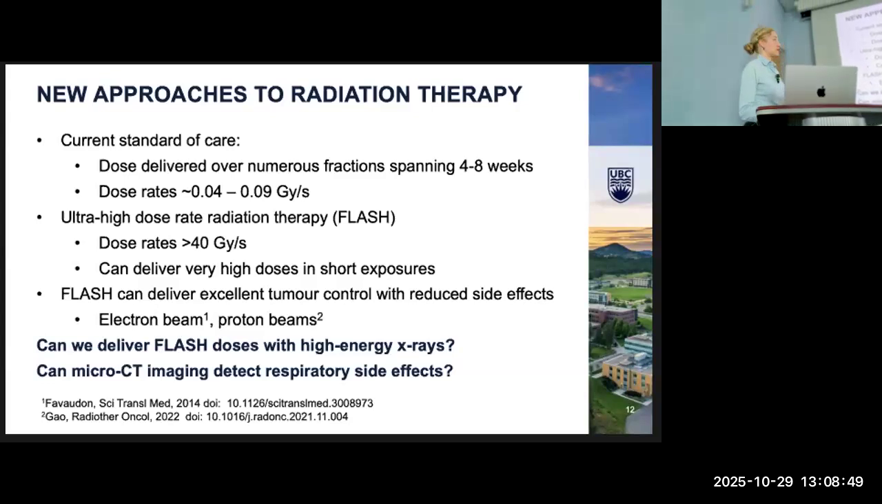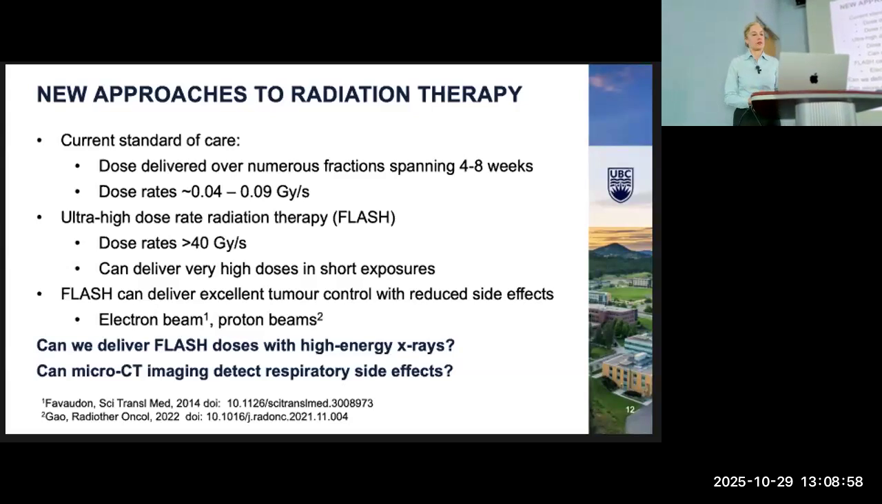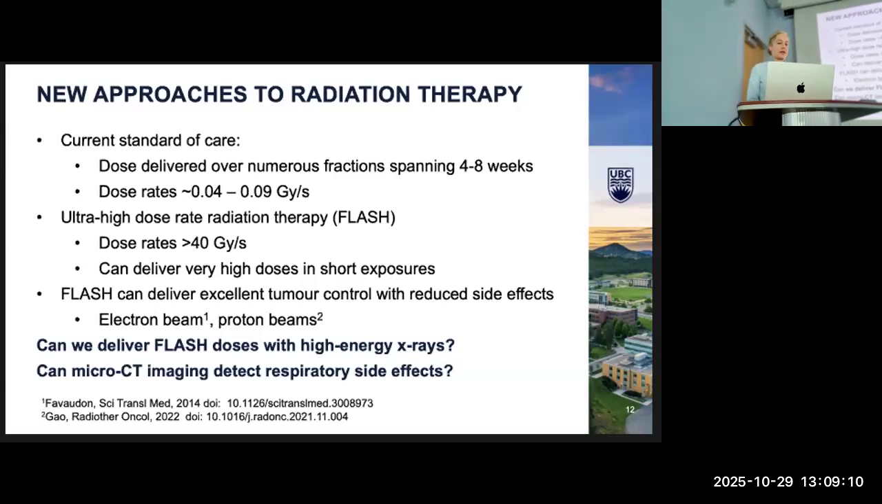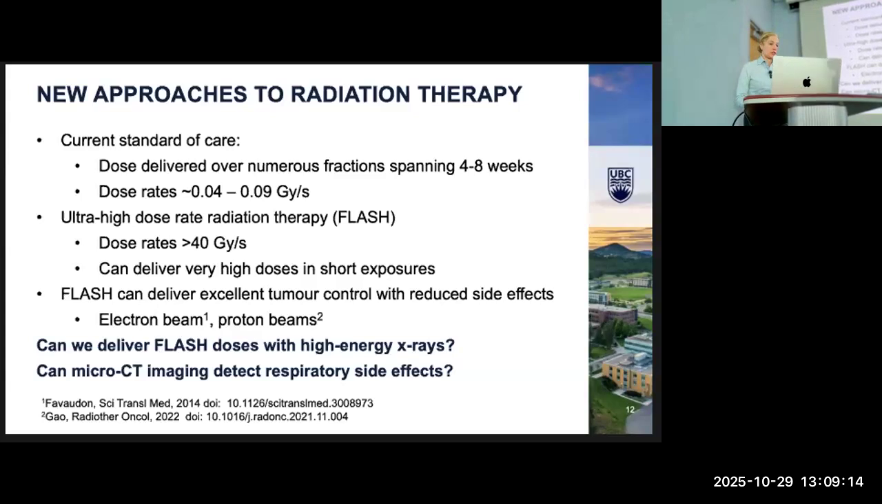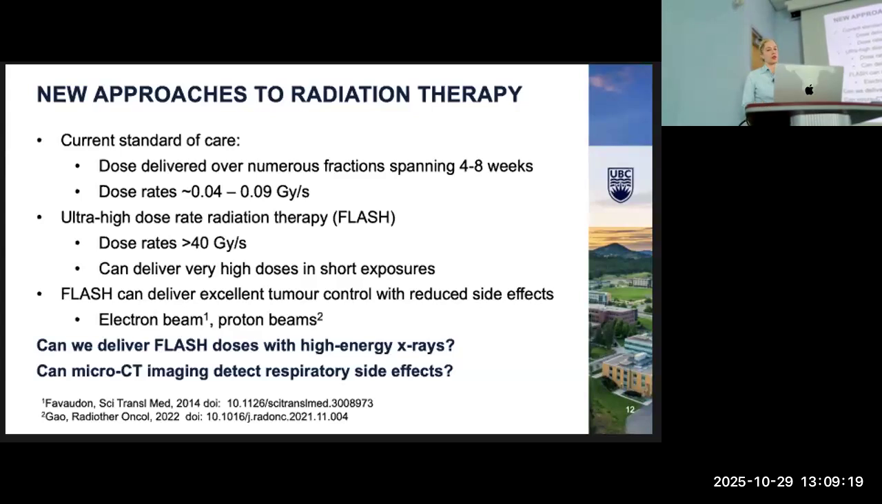This is a little on the experimental side still, but it's defined as having a dose rate greater than 40 gray per second. You can imagine that's a huge increase in how quickly the radiation is deposited, and so we can get very short exposures with the same dose. There have been a couple of studies to date looking at this ultra-high dose rate, also known as flash, using electron beams and proton beams, and they've shown good tumor control and reduced side effects.